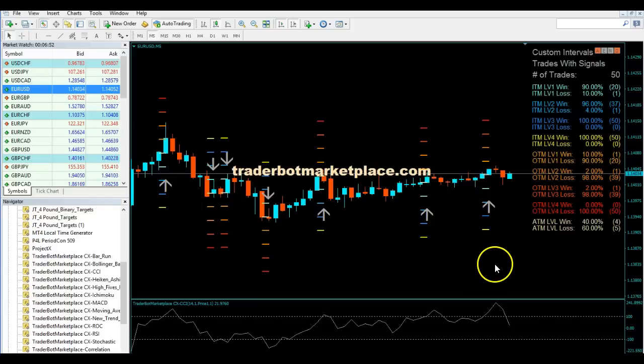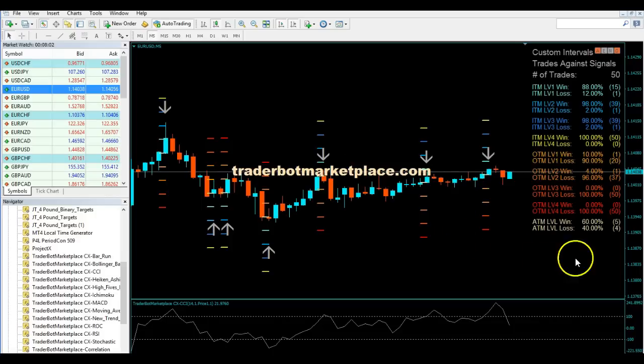All right. Now I can see right now that the at the money does not have a great win rate. I do, however, see that 3 pips in the money has a 90% win rate. So for instance, if I got a signal right here, I know that it has a 90% probability of closing above this line. I also know that it has a 90% probability of closing below this line within the 5-minute period, or the 5-minute binary.